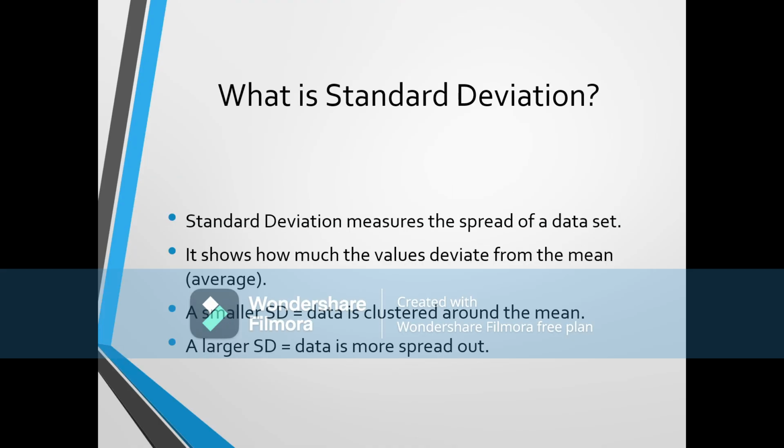Let's start with the basics. Standard deviation tells us how spread out the values in a data set are. If all values are close to the average, the deviation is low. But if they vary a lot from the average, the deviation is high. It's like asking how consistent the data is.